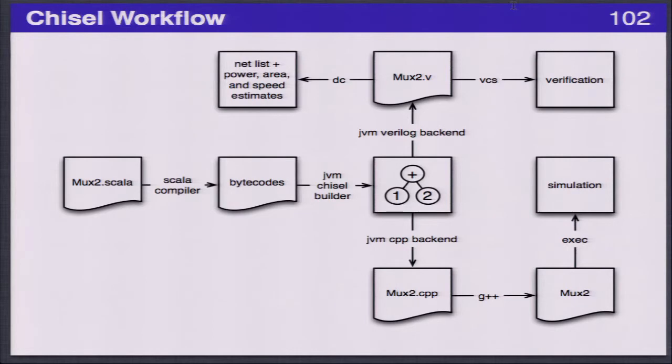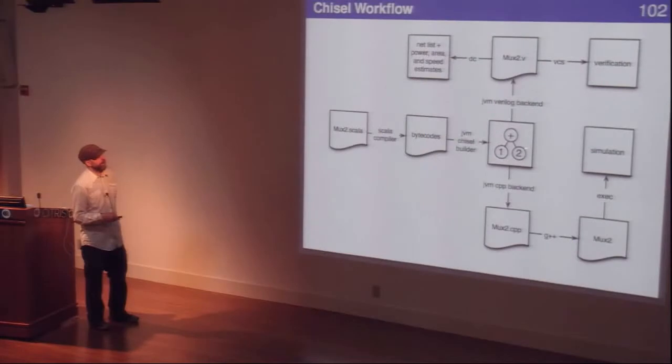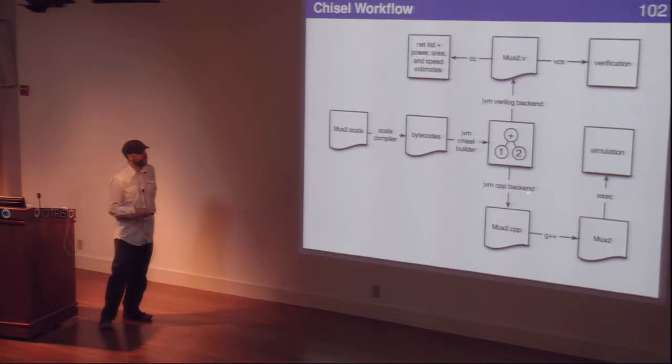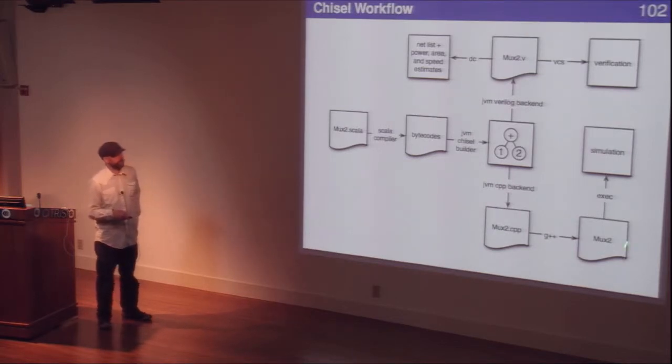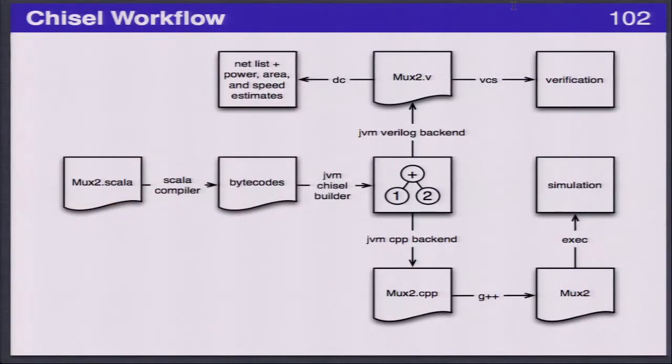So we take a design, we send it through the Scala compiler, it produces bytecodes that are run, produces a graph, and then you either produce C++ or Verilog. In the C++ direction, you use the G++ compiler or any C++ compiler to produce the application, and then you run it in simulation. And we showed how you could then have connections back to Chisel to do testing, construct a test bench.